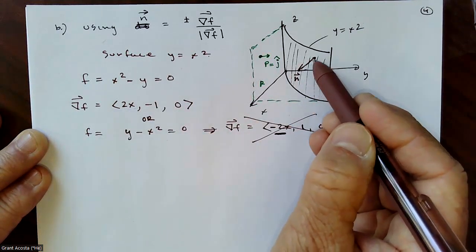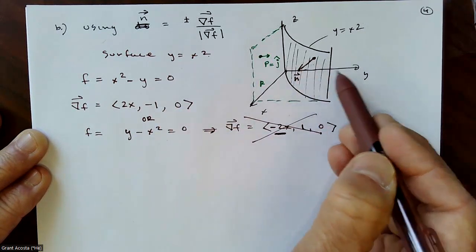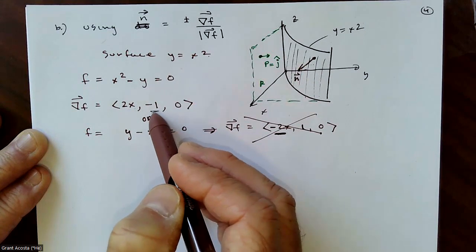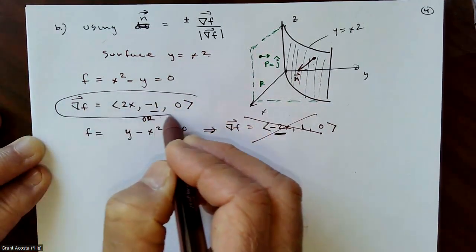If I move this way, I'm going to be moving in a positive x direction, and kind of moving in a negative y direction, right? I'm going to be going backwards. And so it makes sense that my y would be negative. So this is the one I want to use for my gradient.